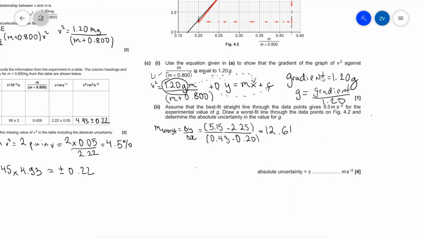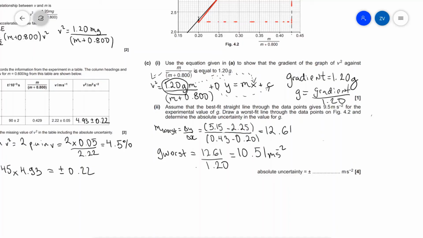So our worst acceptable value for g, let's call that g worst, will be equal to our gradient, which is 12.61 divided by 1.2, like so. So if we input that in a calculator, we are going to get 10.51 meters per second squared.